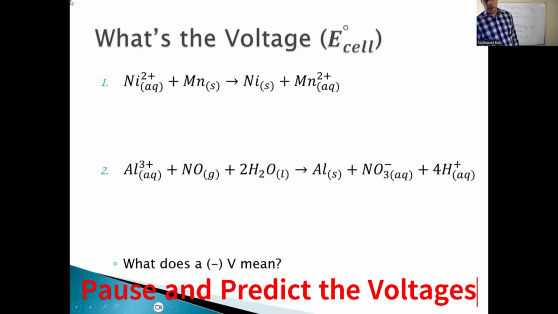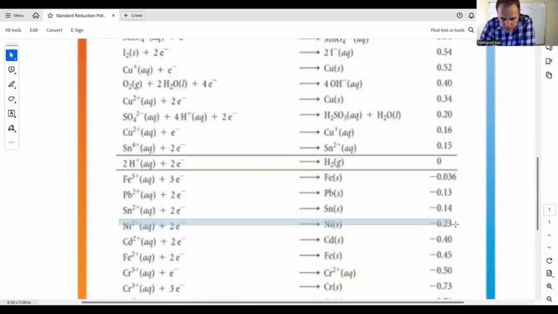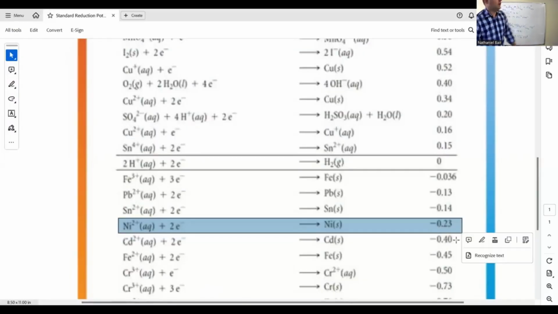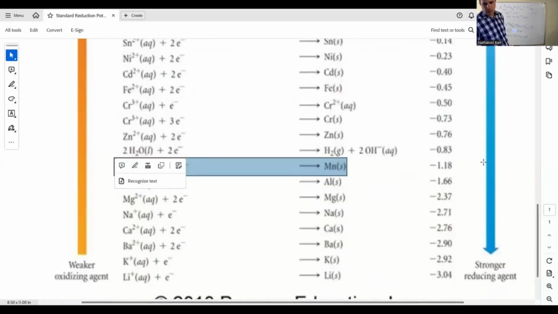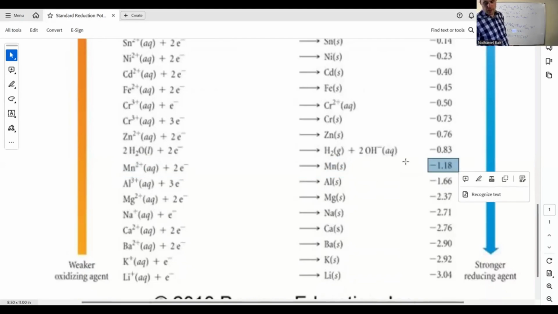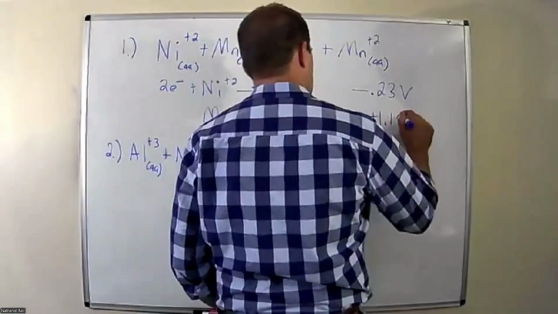All right, folks, let's do this thing. So let's do this top one. We are looking for nickel plus 2 electrons goes to nickel, and I see it right here. That's always nice. Negative 0.23 volts on the nickel. And now we're looking for the reverse manganese here. So we're looking for manganese plus 2. Oh, yeah. Manganese goes to manganese plus 2 electrons. That becomes a positive 1.18 volts.